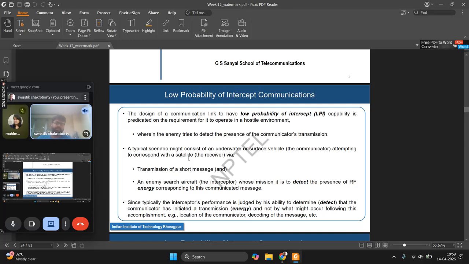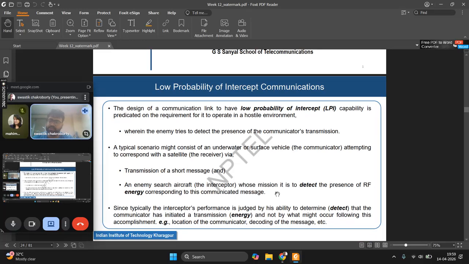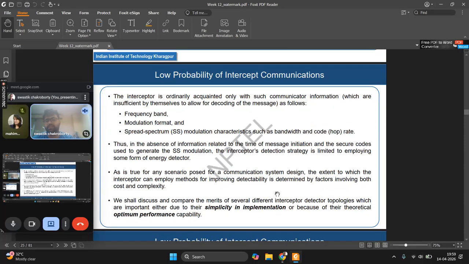Typically the interceptor's performance is judged by his ability to determine that the communicator has initiated a transmission, and not by what might occur by this accomplishment. So the interceptor's performance is judged by detecting the energy.